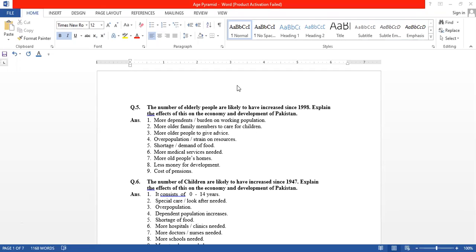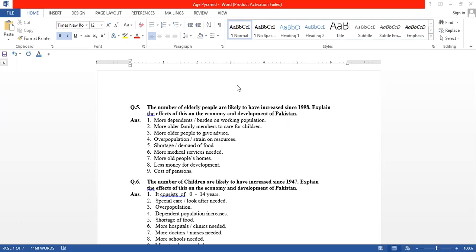When elderly people are retired from a government job, they also get a pension, and their pension is also used at homes to run the household successfully. So I think these, as well as the elderly people also give good advice to the youngsters. So these are the good effects of the elderly, but it has bad effects too.